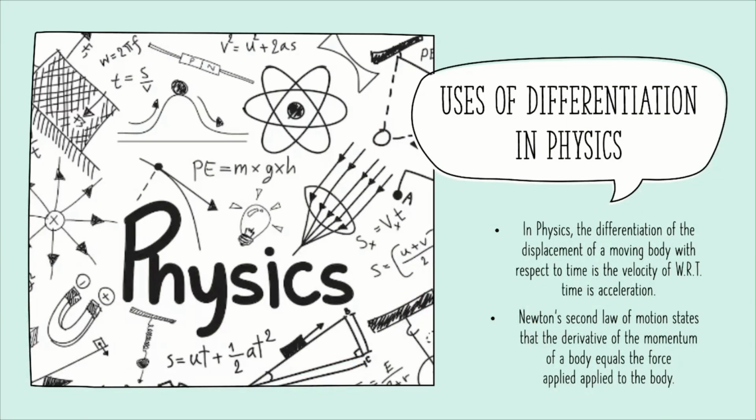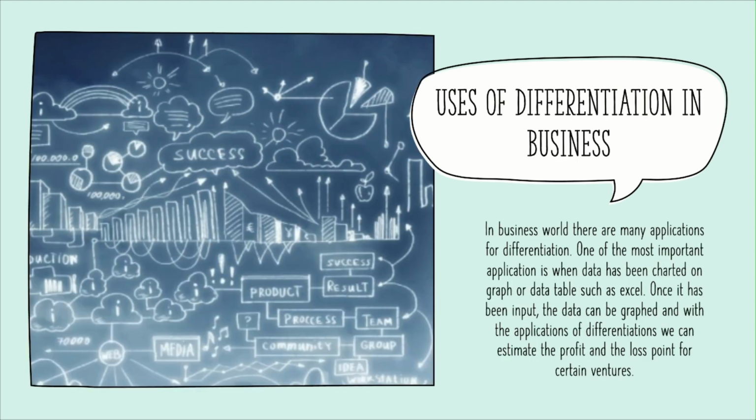Uses of differentiation in physics. In physics, the differentiation of displacement of a moving body with respect to time is the velocity, and the differentiation of velocity with respect to time is acceleration. Newton's second law of motion states that the derivative of the momentum of a body equals the force applied to the body.